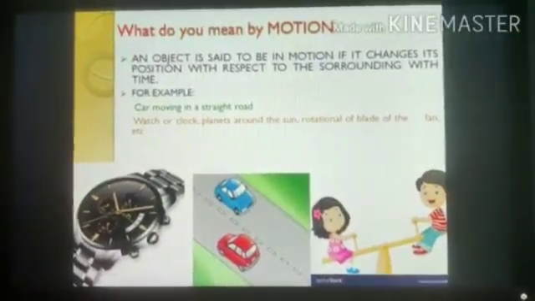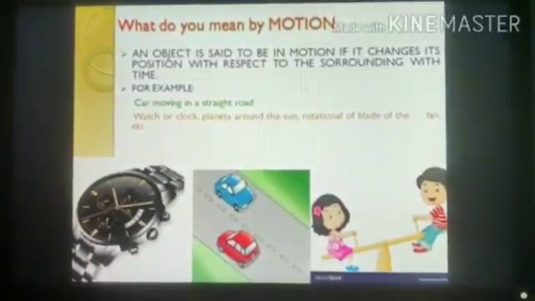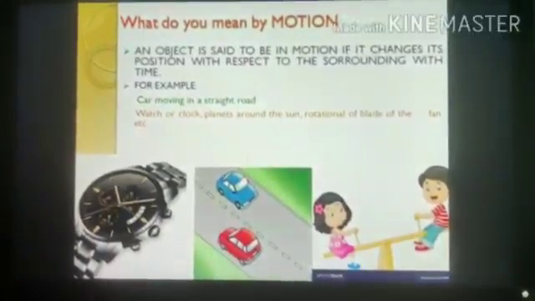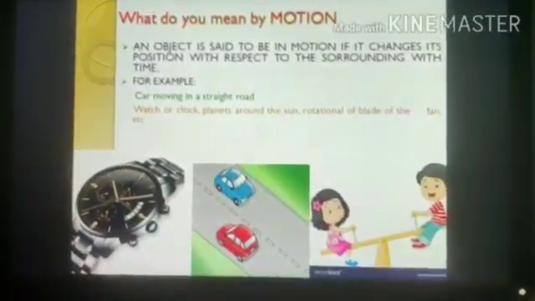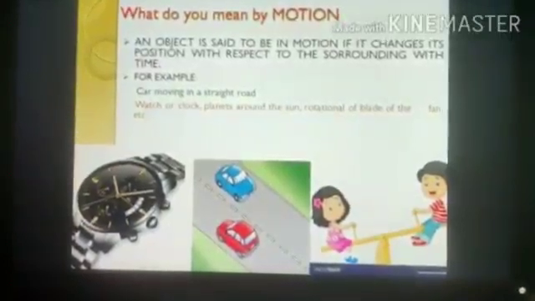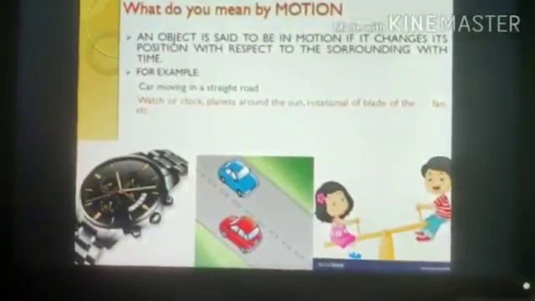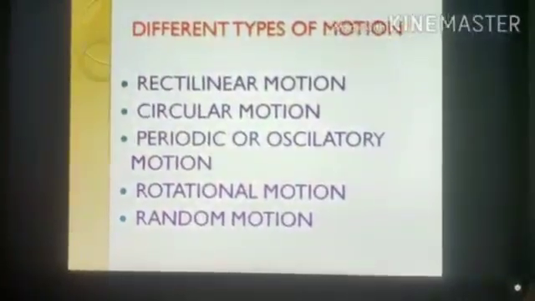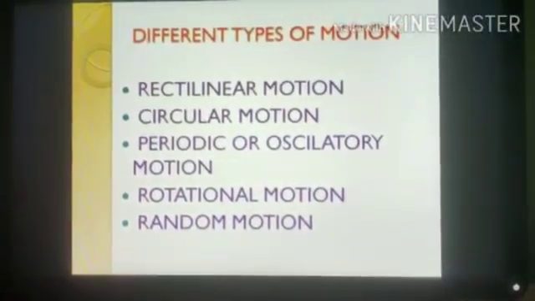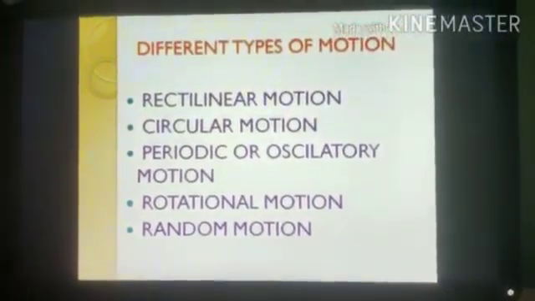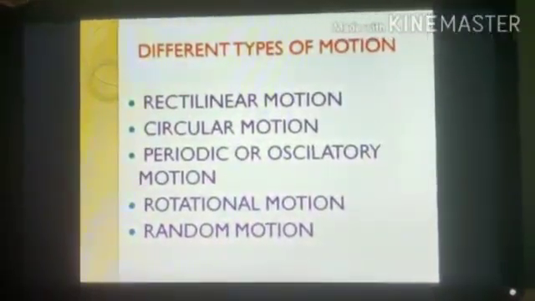For example, a car moving in a straight road, watch or a clock, planets revolving around the sun, rotation of the blade of the fans, etc. I hope you understand what do you mean by motion. The next topic is what are the different types of motion. These are the very basic concept of motion we have learned from class 6 to class 8.